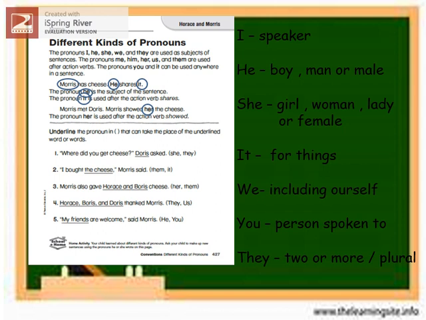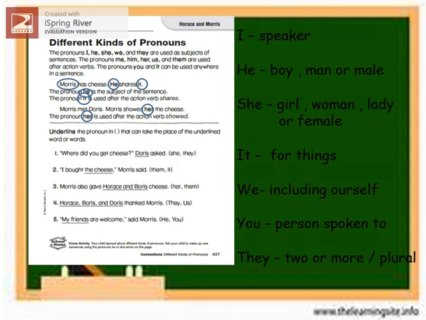Let us try the exercise. Underline the pronoun in the parentheses that can take the place of the underlined word or words. Number 1. Where did you get cheese? Doris asked. The underlined word is Doris. Number 2. I bought the cheese. Morris said. The underlined word is the cheese.